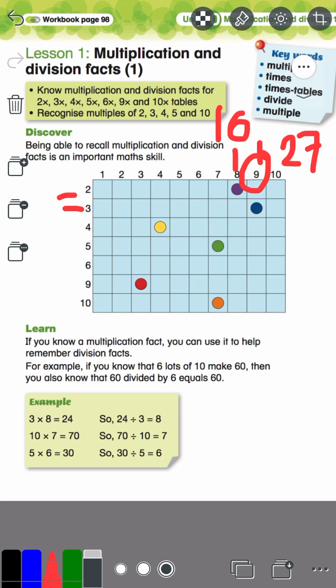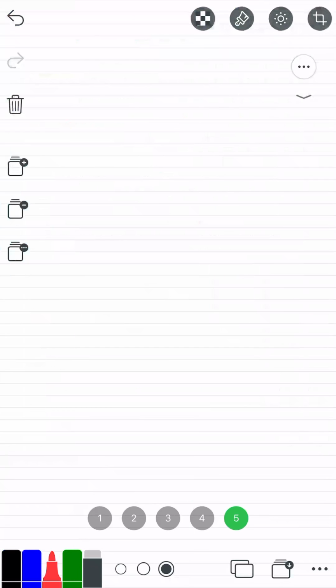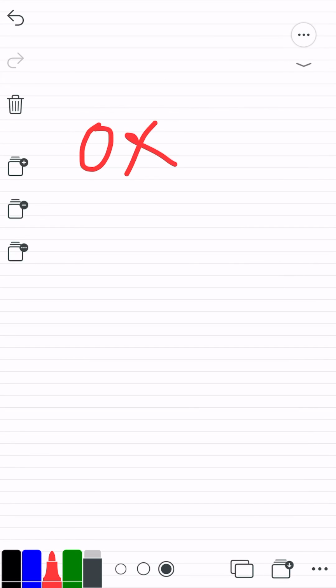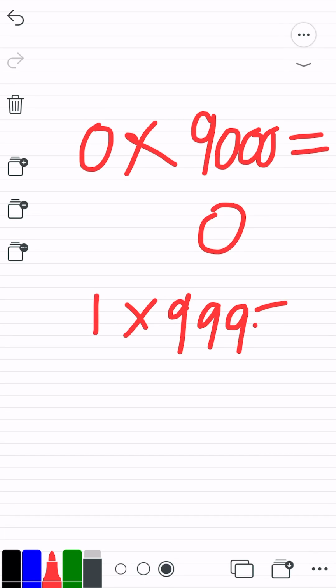Why? You would say that no, 0 and 1 and 10 and even 11 are really easier than 9. Of course they are easier, but they are not counted because 0 times any number, let's say 9 or 9,000, equals 0. So 0 times any number equals 0. 1 times any number, let's say 999, equals the same number, which is 999 here.